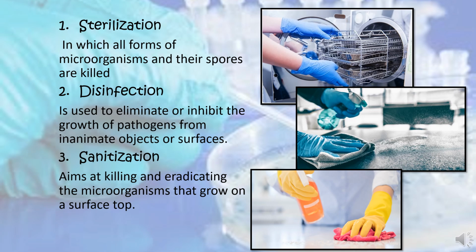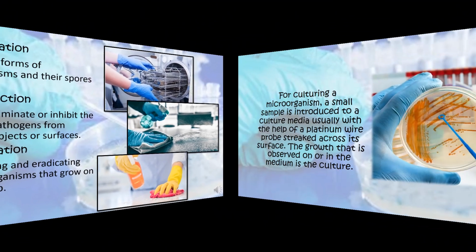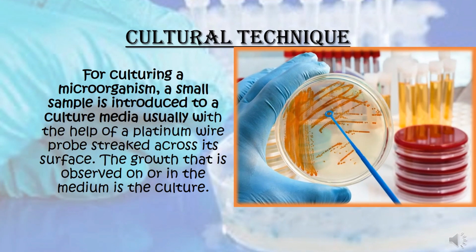Whereas sanitization aims at killing and eradicating the bacteria, pathogenic and non-pathogenic microorganisms that grow on a surface top. A large number of products and chemicals are employed for sanitization purposes, namely chlorine-based cleaners, alcohol-based cleaners, formaldehyde, hydrogen peroxide. For culturing a microorganism, a small sample is introduced to a culture media, usually with the help of a platinum wire probe streaked across its surface. The growth that is observed on or in the medium is the culture.